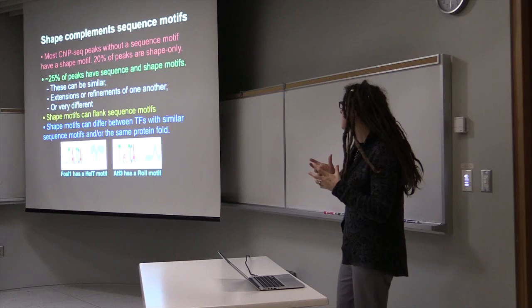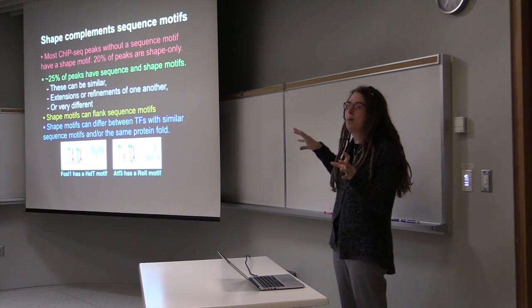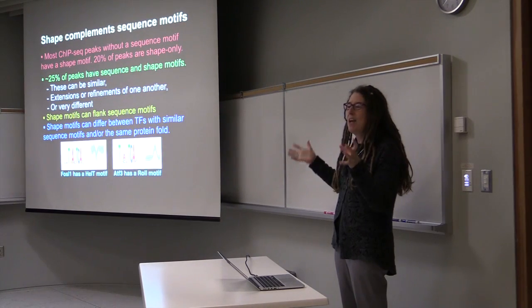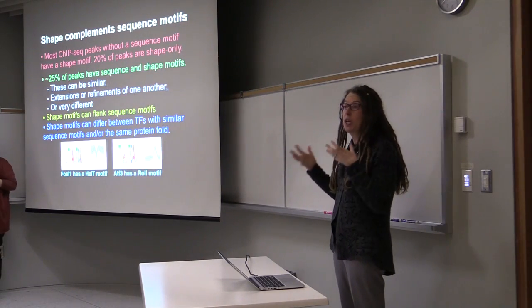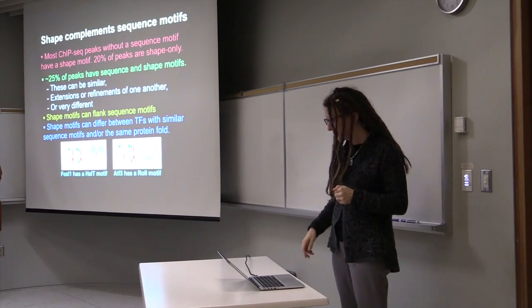This expands the previous finding, which had only looked at shape at the sequence motifs. We learned these shape motifs de novo and then found that they were good at distinguishing the binding sites of these two factors from each other.